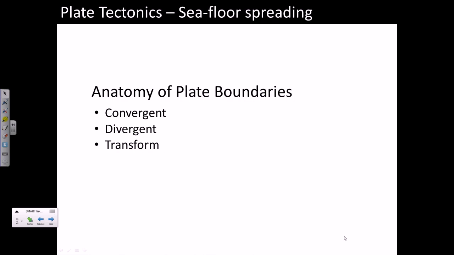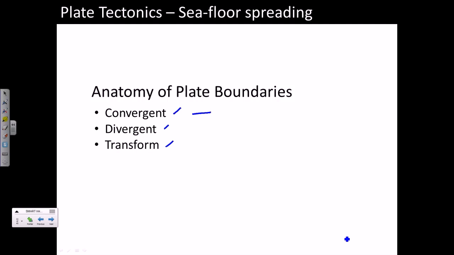Hello and welcome back to our sort of penultimate segment in tectonics, which is the anatomy of plate boundaries. We know from our earlier discussions in the class, especially introductory lectures, that we have three different kinds of plate boundaries: convergent, divergent, and transform plate boundaries. And I'll talk a little bit about each of these plate boundaries.